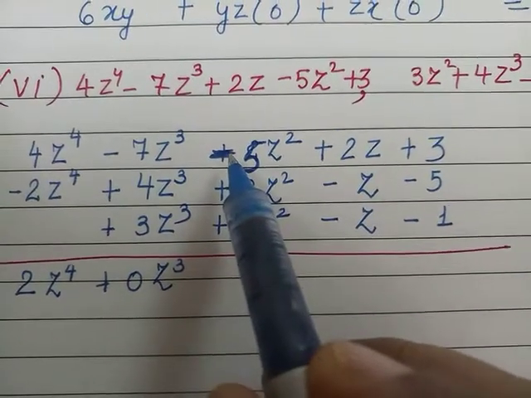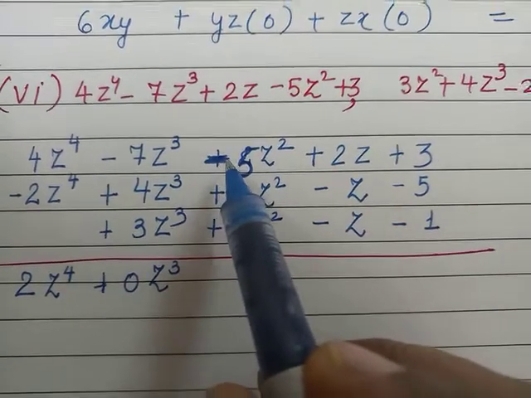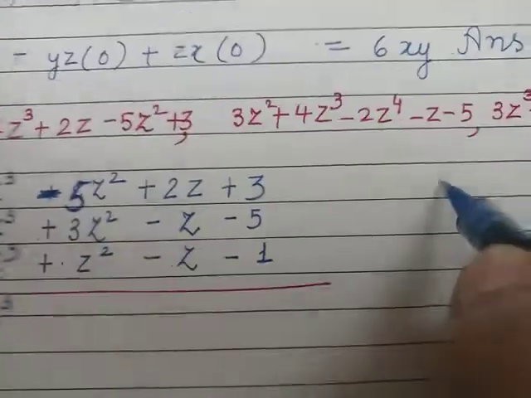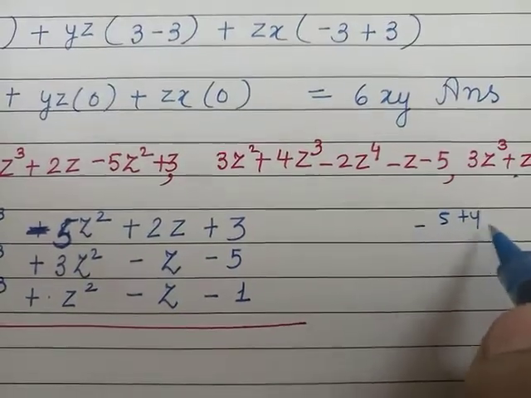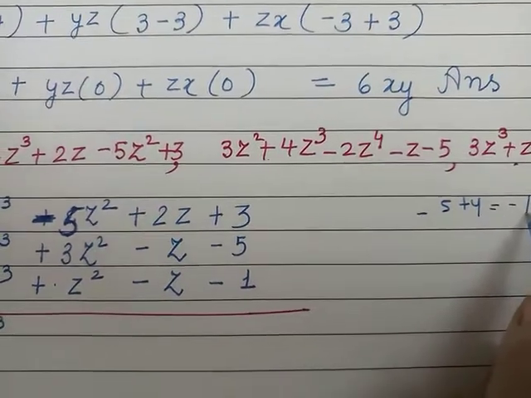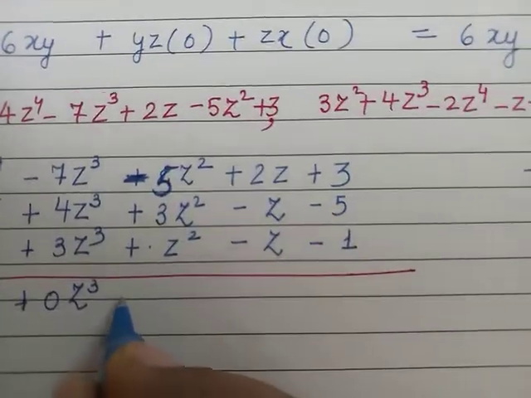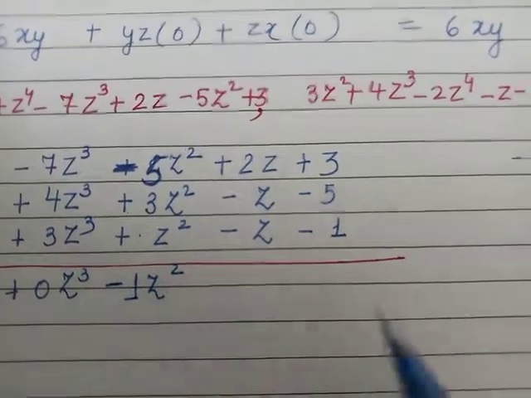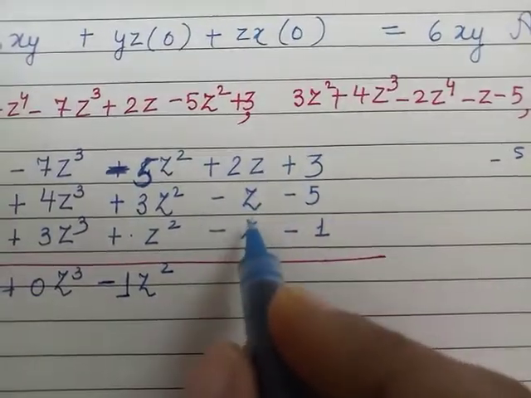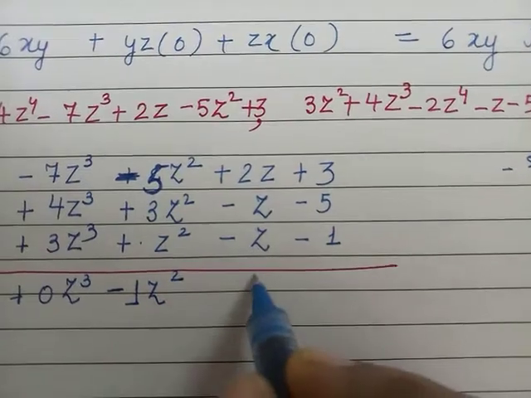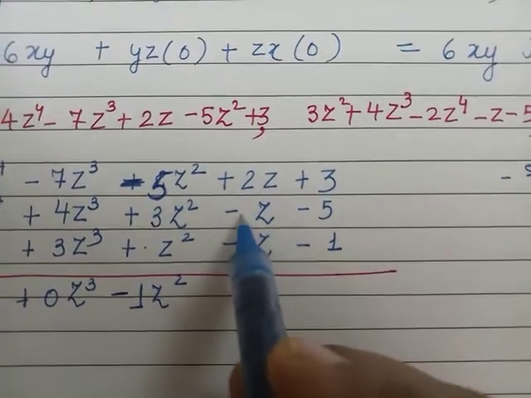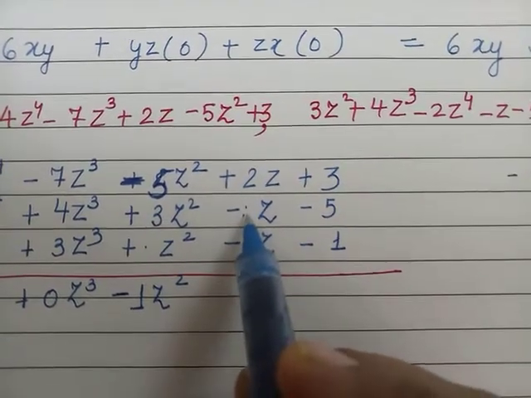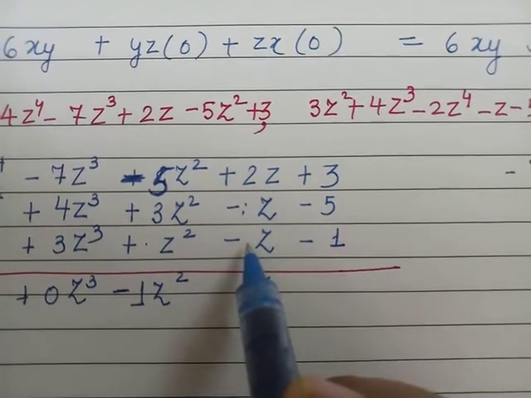Minus 5. Now minus 5 and plus 4 will give you how much? It is minus 1. So we write minus 1 and z square. Now firstly I copy down z. Now here no number is written, then it is 1. Here also no number, it is 1.